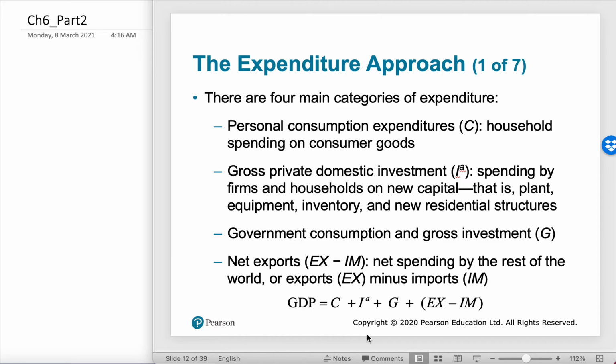And this is part 2 of chapter 6. Now we are going to talk about different methods or approaches in measuring GDP. So I already told you that there are two methods in measuring GDP. One is to ask how much people are spending. This is called the Expenditure Approach.